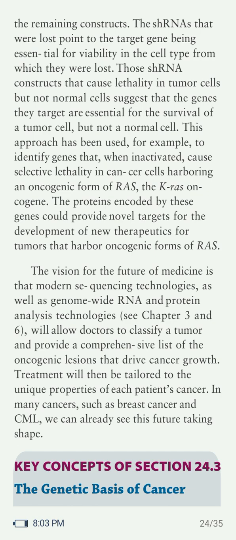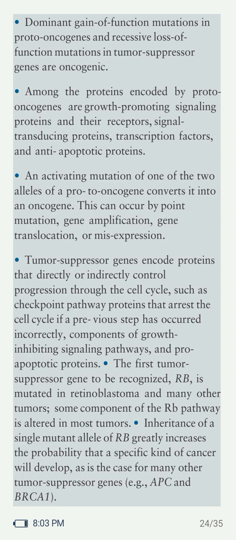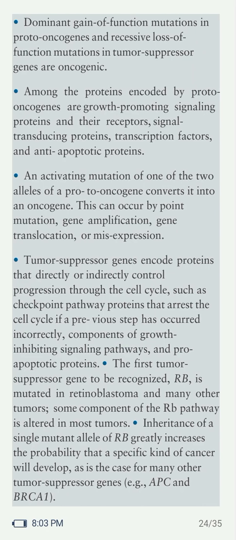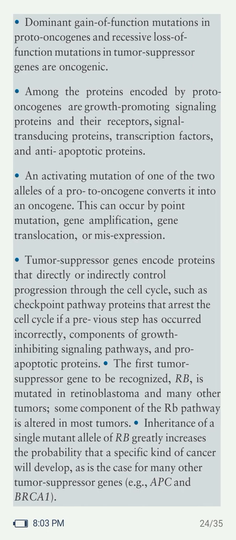Then some key concepts: the genetic basis of cancer. Dominant gain of function mutations in proto-oncogenes and recessive loss of function mutations in tumor suppressor genes are oncogenic. Among the proteins encoded by proto-oncogenes are growth-promoting signaling proteins and their receptors, signal-transducing proteins, transcription factors, and anti-apoptotic proteins. An activating mutation of one of the two alleles of a proto-oncogene converts it into an oncogene. This can occur by point mutation, gene amplification, gene translocation, or misexpression.